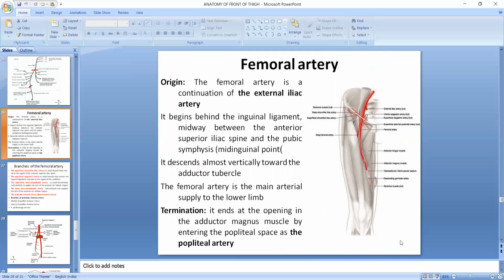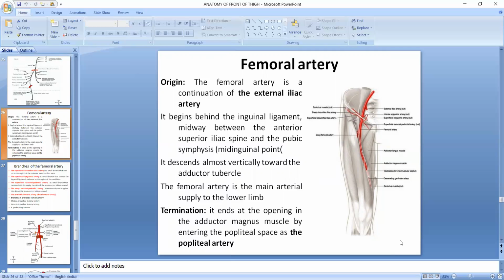Now we are discussing the femoral artery. Femoral artery has an origin because the femoral artery is a continuation of the external iliac artery. It begins behind the inguinal ligament midway between the anterior superior iliac spine and the pubic symphysis, at the mid-inguinal point. It descends almost vertically towards the adductor tubercle, and the femoral artery is the main arterial supply to the lower limb. So the femoral artery is the main arterial supply to the lower limb.